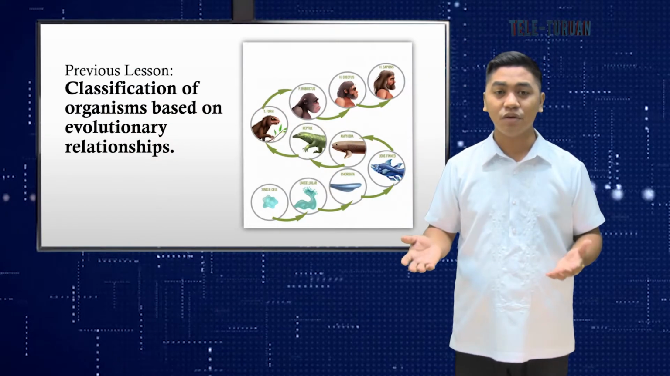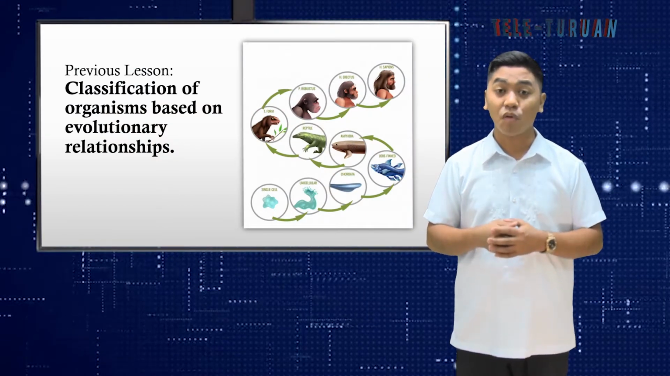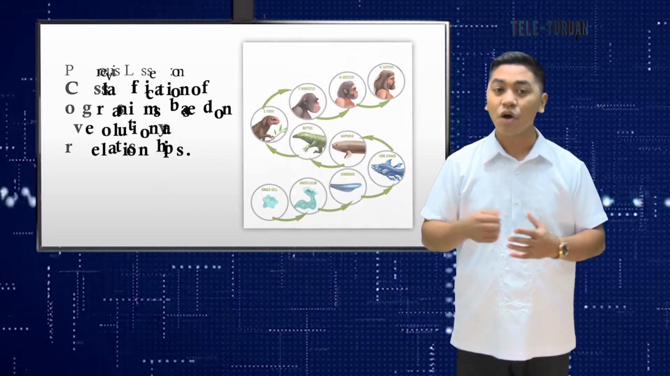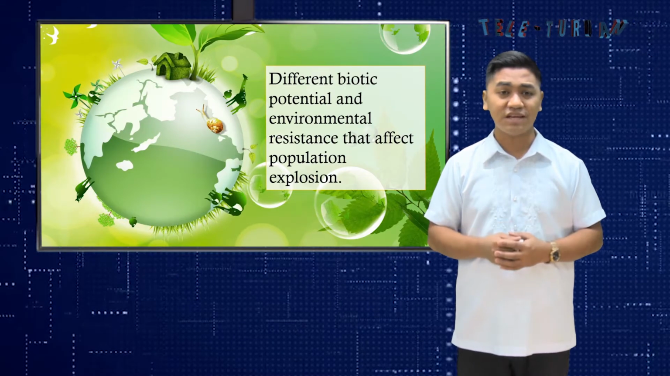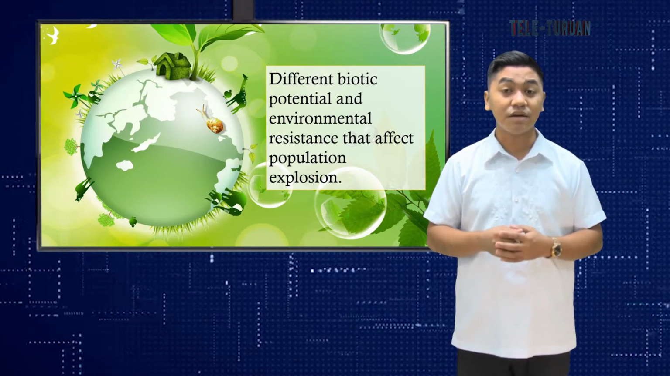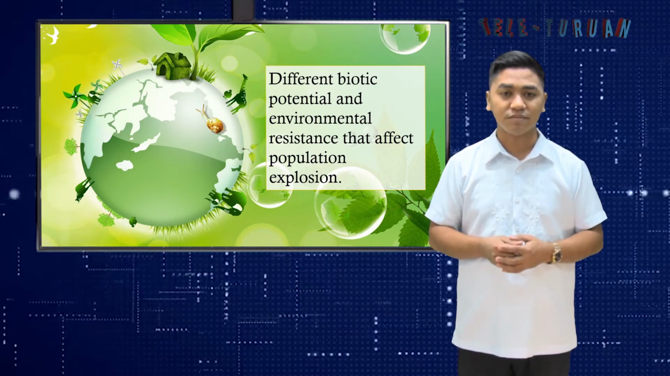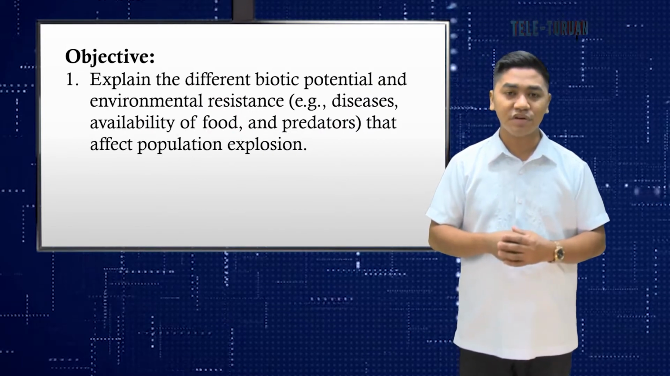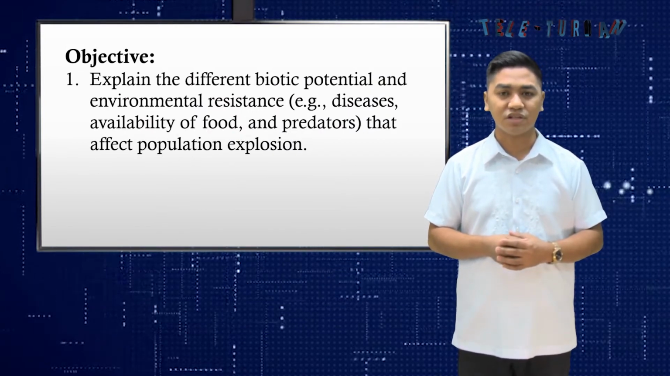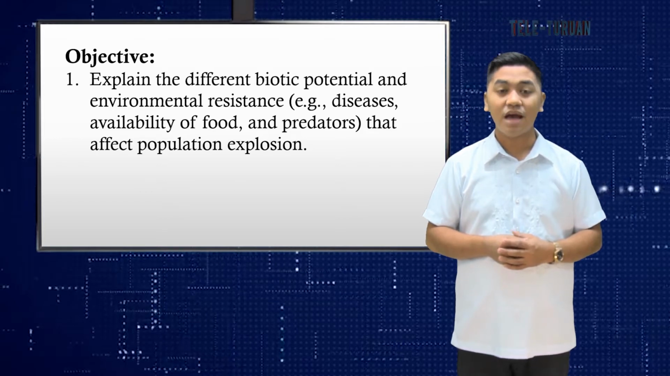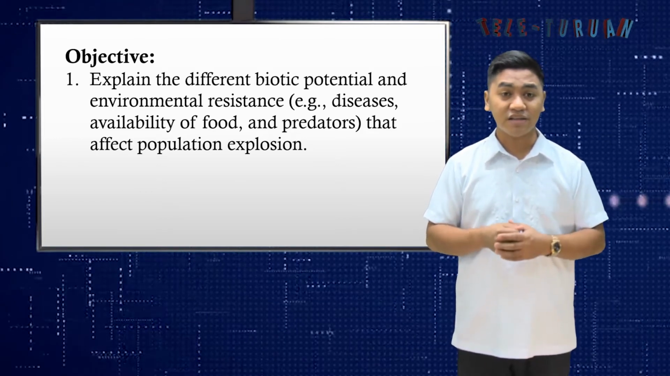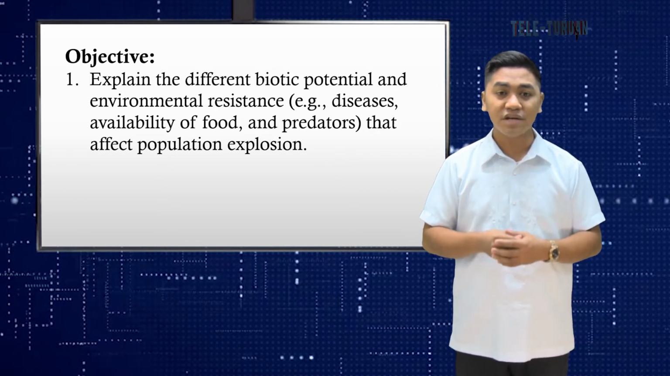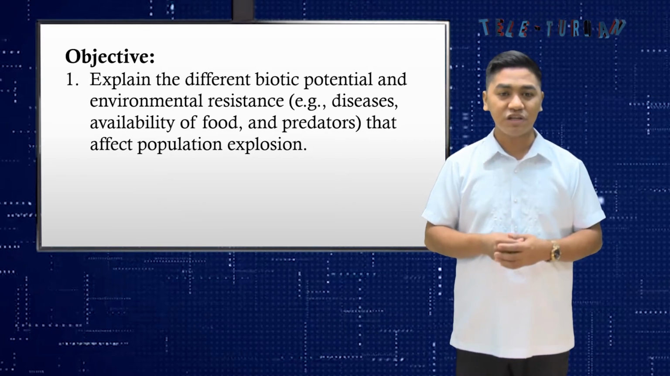In the previous lesson, we've discussed the classification of organisms based on evolutionary relationships. Today, we will focus on different biotic potential and environmental resistance that affect population explosion. For us to understand more our lesson, let me first give you the objective of this discussion. At the end of the lesson, you are expected to explain the different biotic potential and environmental resistance that affect population explosion.